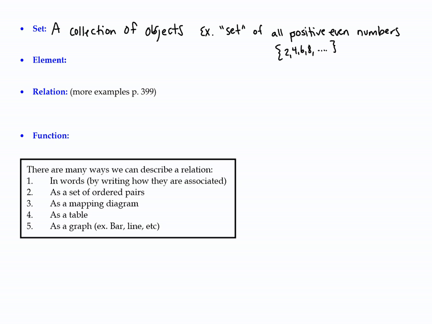Is it too small? Do you want me to make it larger for people at the back? Larger? We're good? Okay. All right, so an element is an object in a set. So for example, 2 is an element of the set of all positive even numbers. It's an object in a set.